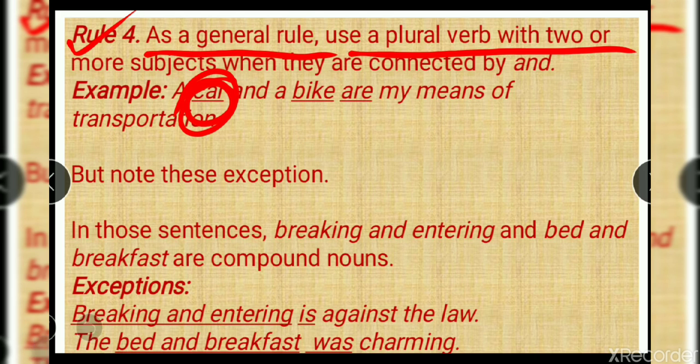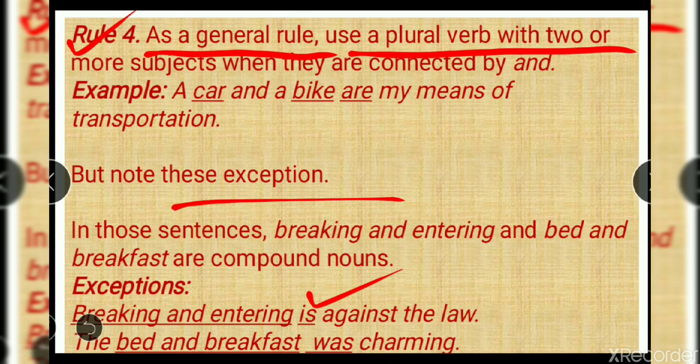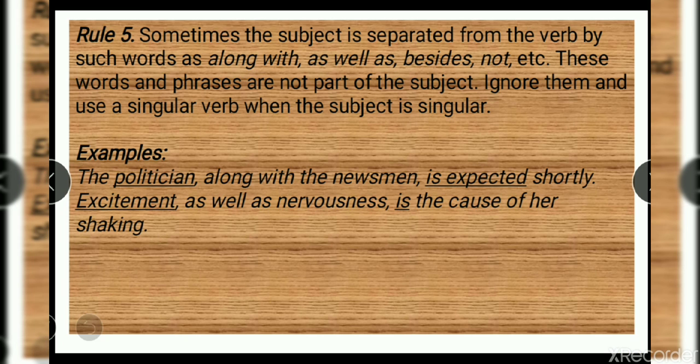But in this case also there are certain exceptions, like breaking and entering is against the law. Here breaking and entering is a singular subject because these two are used collectively. That is why we have used is. Alright, there is one more example also. You can go through it. And now we will go to the next rule.